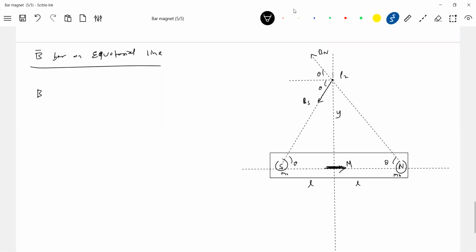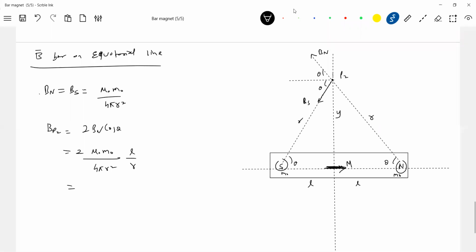So the resultant field is given by Bp2, and we know the magnetic fields Bn and Bs. Let this be y, let this be r. Each should be equal to mu naught m naught by 4 pi r square. Okay, the resultant field Bp2 is equal to 2Bn cos theta. What is cos theta? I think L by R.